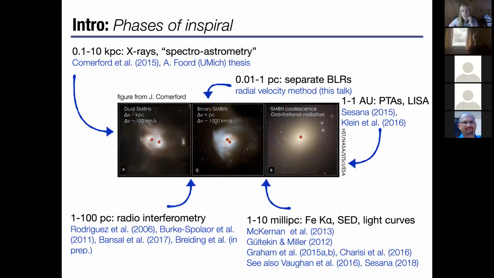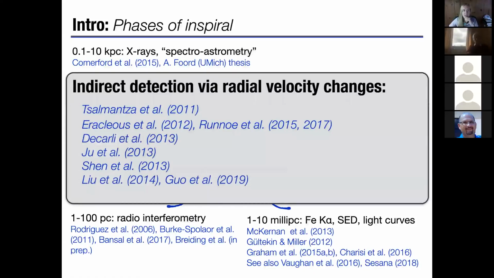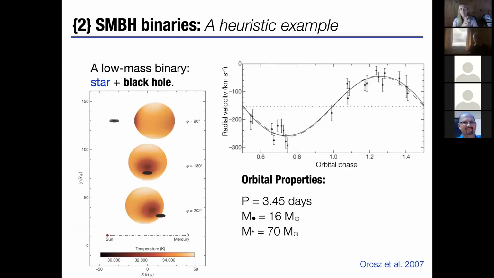Okay, so this radial velocity method has been used by a number of groups to try to look for supermassive black hole binaries. And the picture that you should have in your mind is completely analogous to what you would do with a stellar mass system. So this is just a heuristic example showing you several different phases of a stellar mass black hole and a massive star in a binary system. And if you can measure some spectroscopic feature from the star, say an absorption line, then you can trace its radial velocity over time, and you see this nice periodic signature that is indicative of binary motion.